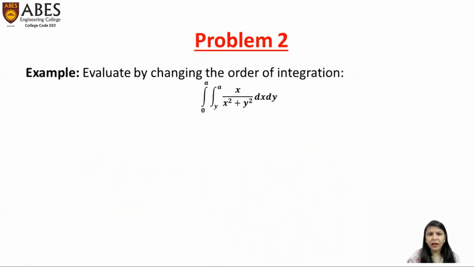Now we take one more example. This is the question which we have to solve by changing the order of integration, and the limits are given as y to a and 0 to a. So again we have to first identify which is the limit of x and which is the limit of y.